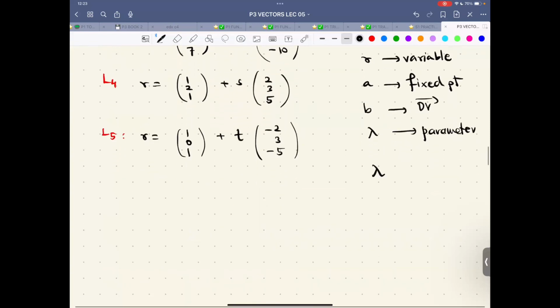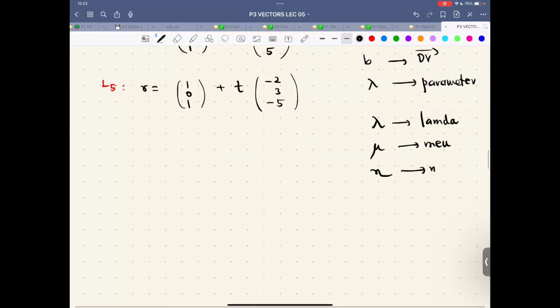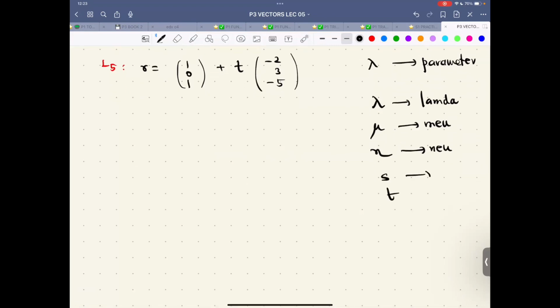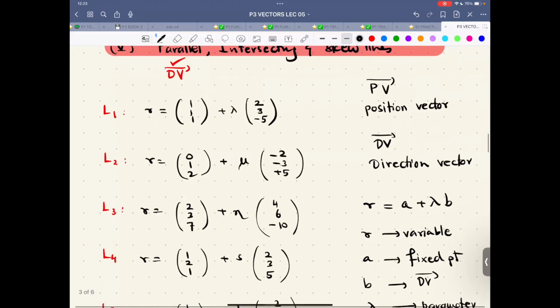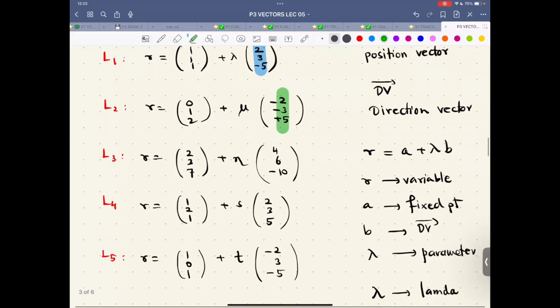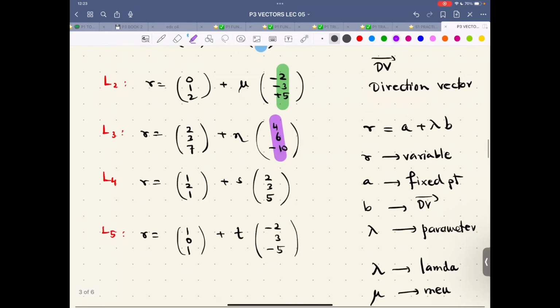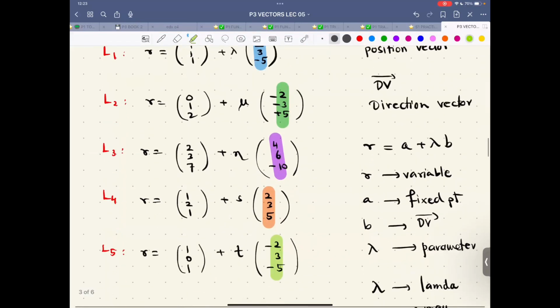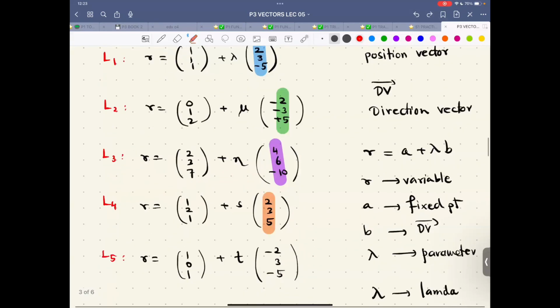Some of the common symbols that we use: lambda, L-A-M-B-D-A, and then we have mu, and then we have nu, and later s and t, they are English alphabets. The other 3 were Greek symbols. Now let's focus on this: (2, 3, -5). Let me focus on (-2, -3, 5), (4, 6, -10). Then I have this orange one, (2, 3, 5), and then the last one. Instead of greenish, let me use another colour. I think red is good.